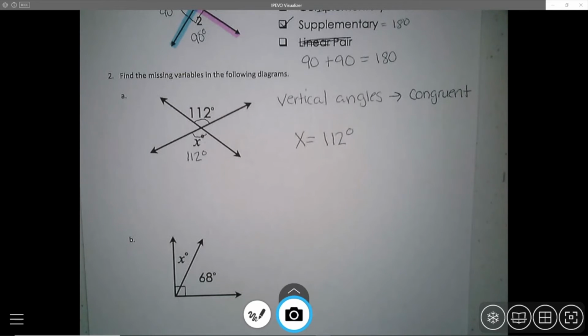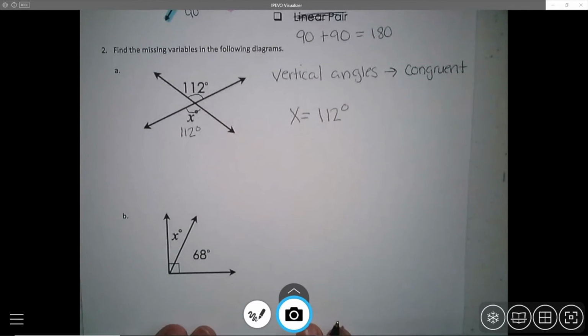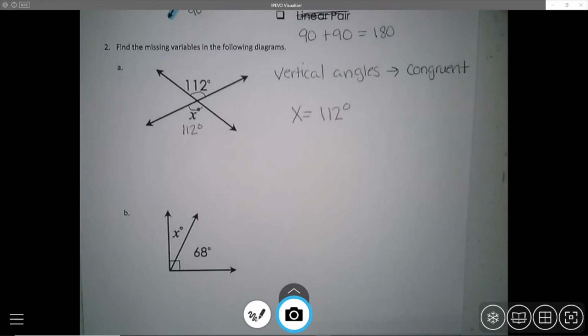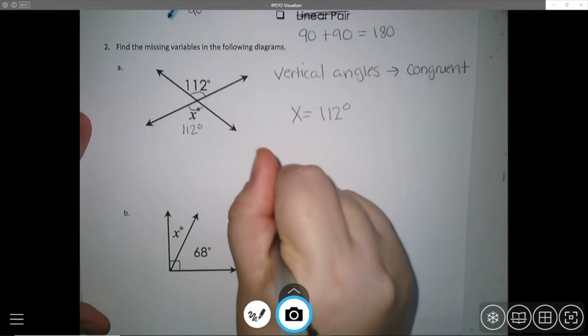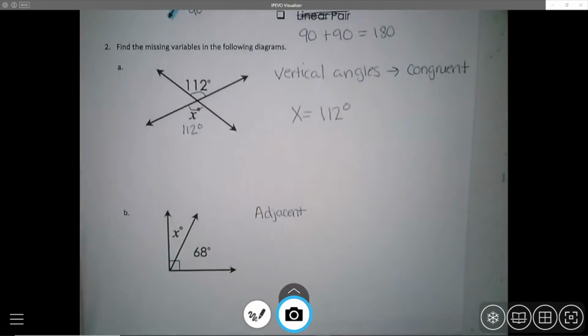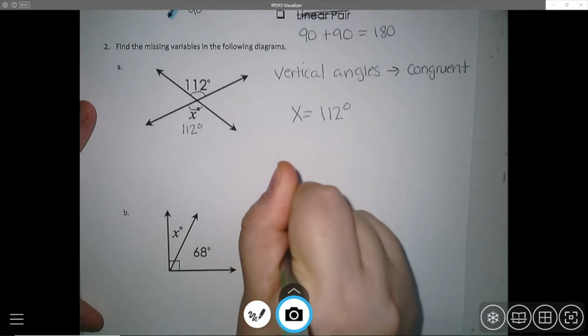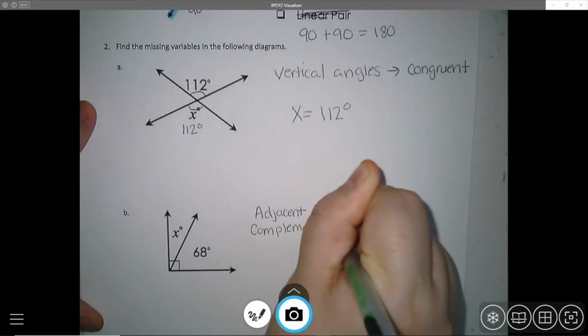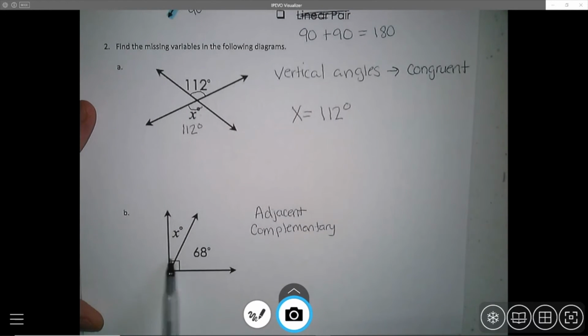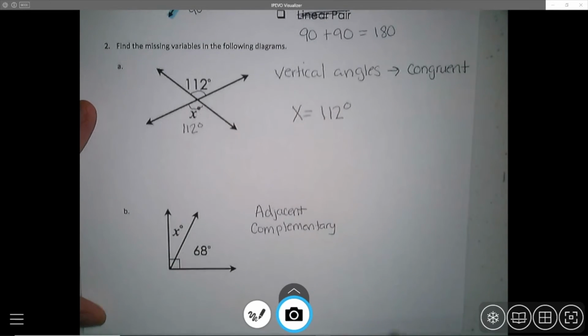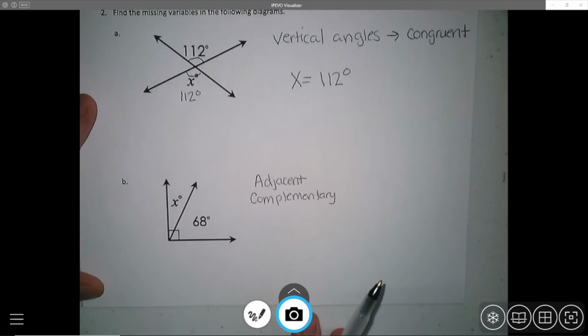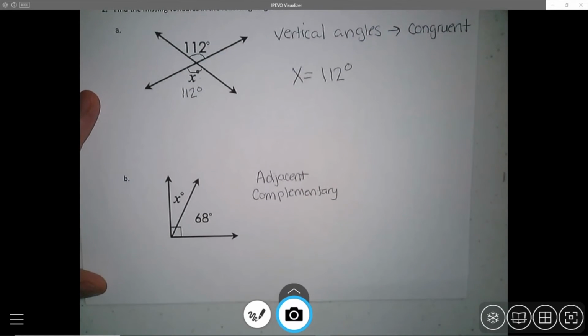Okay, now looking here at B. If I think about what angles I see out of X and 68, I see adjacent angles. First off, adjacent tells us nothing. All it tells me is that they are side by side. The other thing that I notice on this one is that they are complementary. How I know that they are complementary is the X and the 68, they form this box. This box represents 90 degrees. So complementary angles mean the angles add together to be 90.